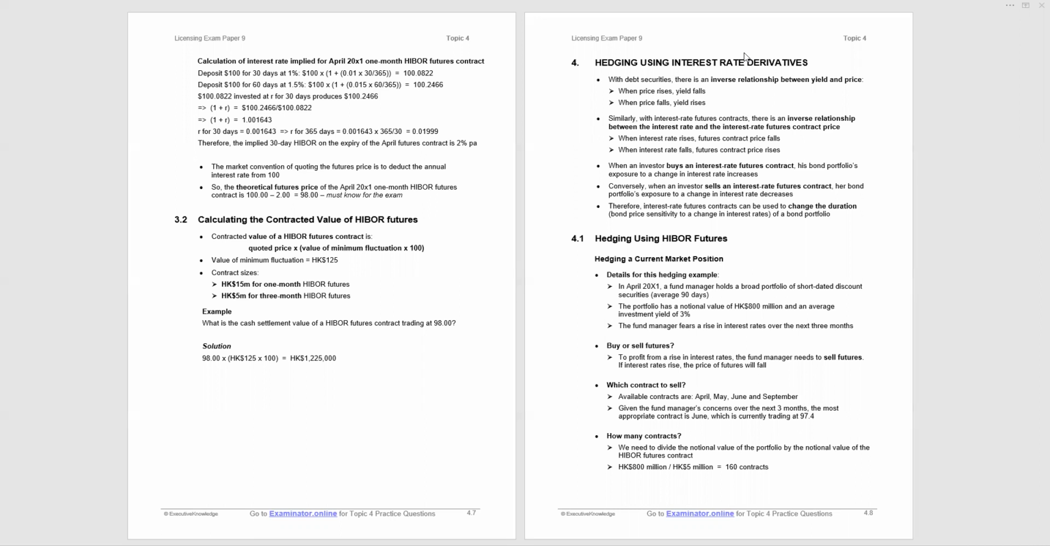So let's look at an example. What is the cash settlement value of a HIBOR futures contract trading at 98? Now, 98 is the equivalent of 2% interest rate. And the solution is just following the formula. We take the 98 multiplied by $125 multiplied by 100, and that's it. So 1,225,000 Hong Kong dollars.